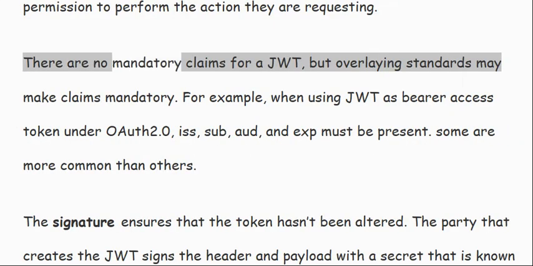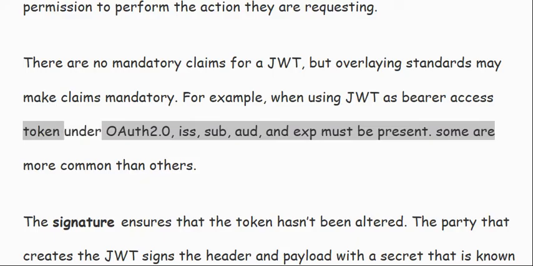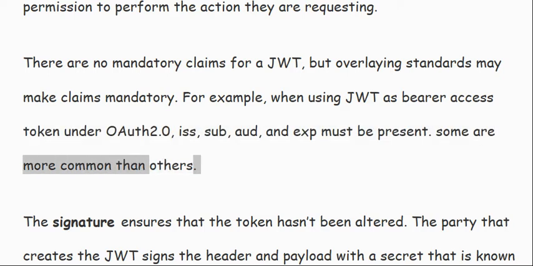There are no mandatory claims for a JWT, but overlaying standards may make claims mandatory. For example, when using JWT as a bearer access token under OAuth 2.0, iss, sub, aud, and exp must be present. Some are more common than others.